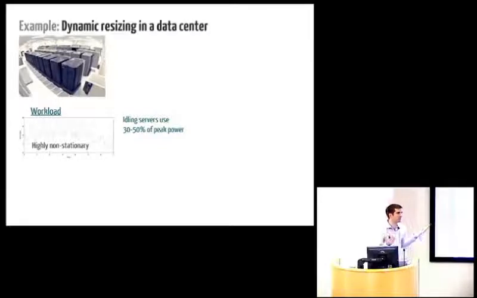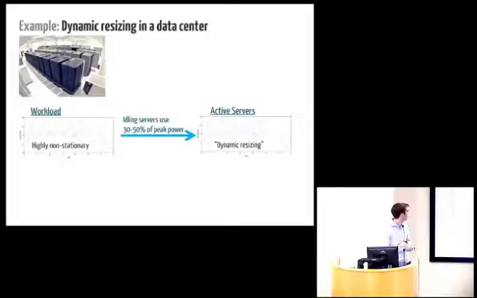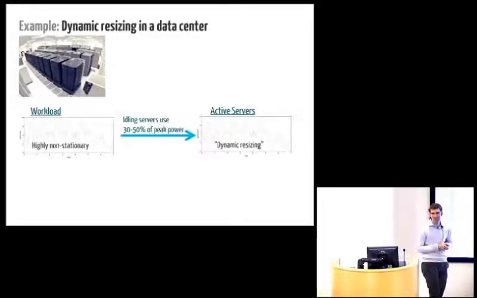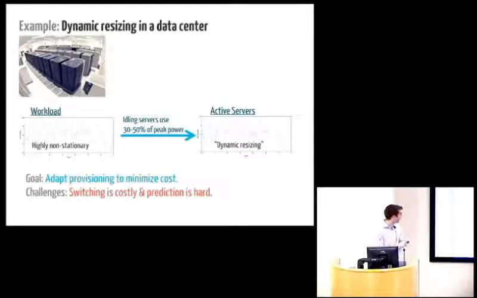And so we should be shifting these servers, if we're not using them, into some sort of deep low power state, deep sleep state, or off if possible. And so we should have an active server pool that mimics our workload, right? This is the simplistic idea behind dynamic resizing. And while this seems obvious, it's actually quite controversial, or it was for a long time.